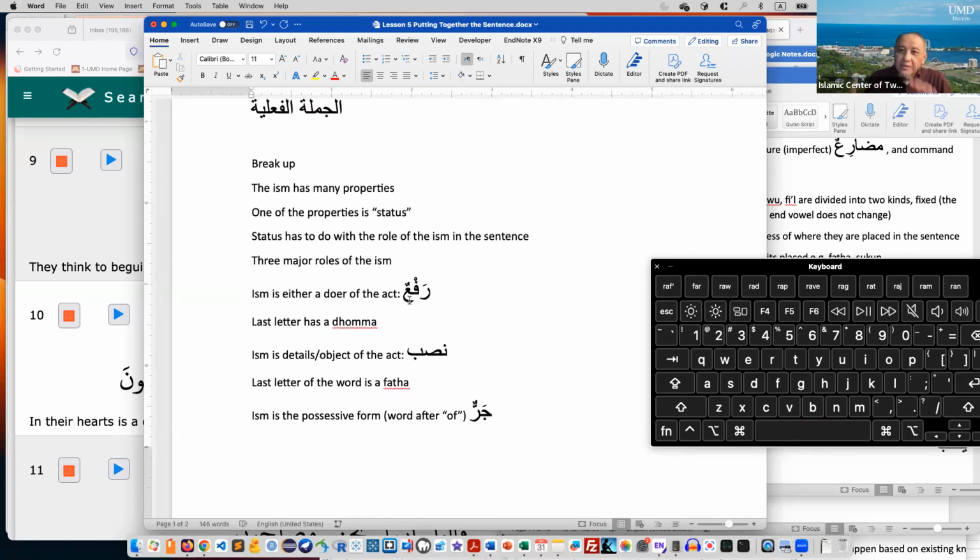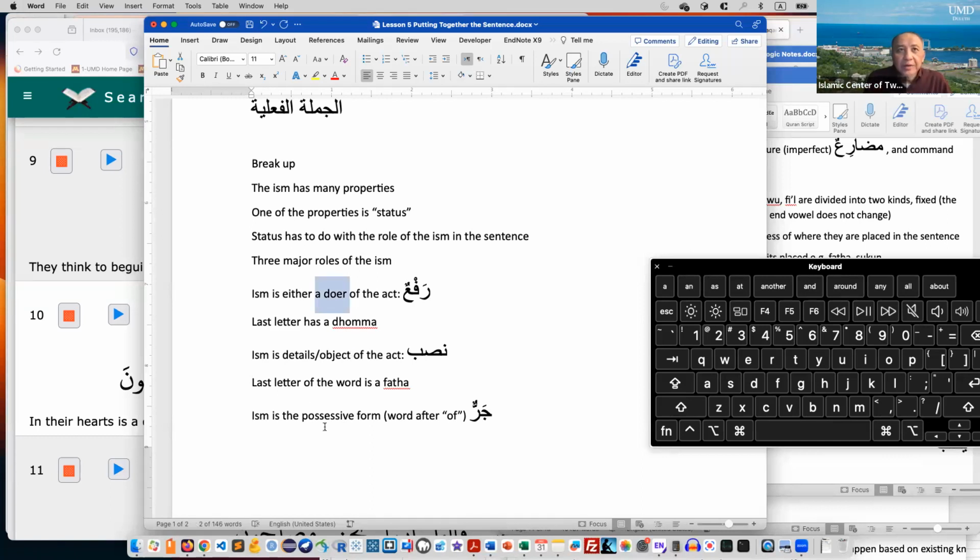Now let's do a bit of an exercise and see if we can figure it out. Which one is rafa of the isim? Which one is nasab? Which one is jar? Remember, what does rafa mean? That's the doer, fa'il. What's the nasab? Nasab is the object that's being acted on, the detail that describes what's going on. This is the maf'ul bih, meaning the acted on.